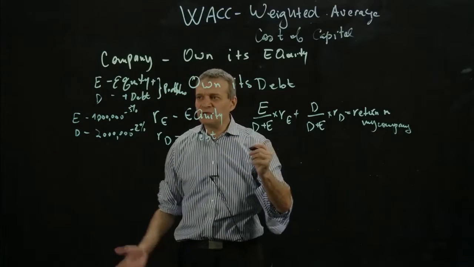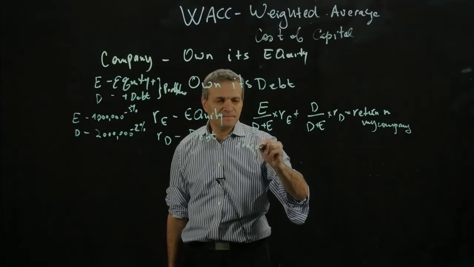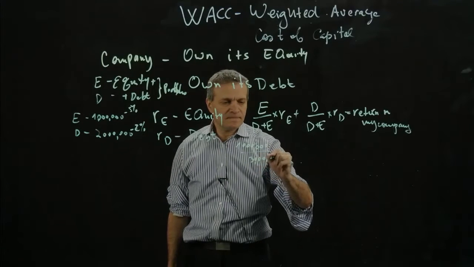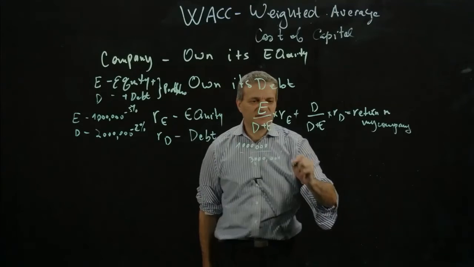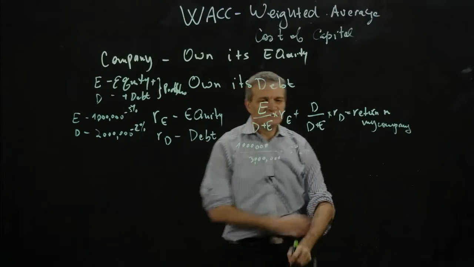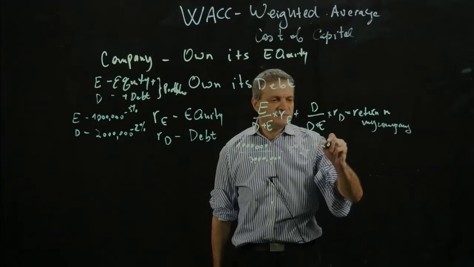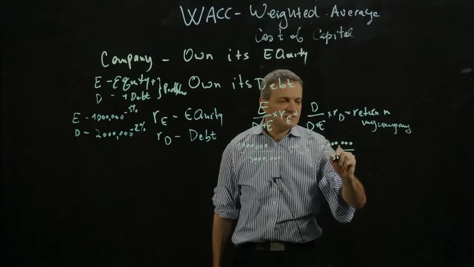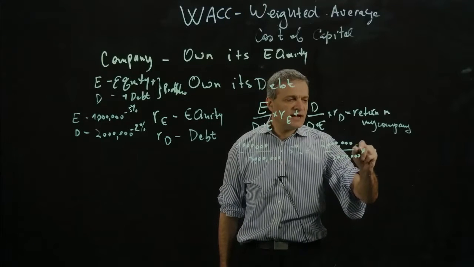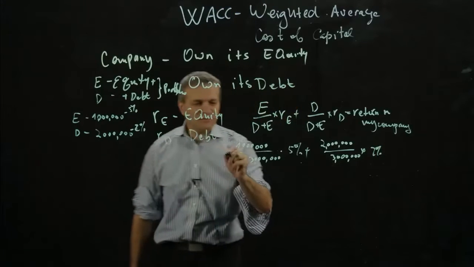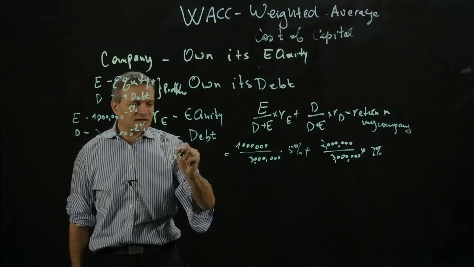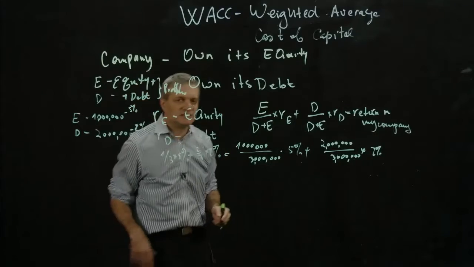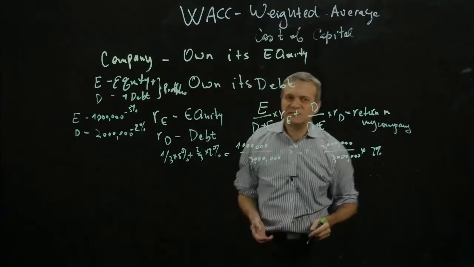You say, okay, what is going to be my return? It's going to be 1 million divided by 1 million plus 2 million, which is 3 million, times 5%, plus 2 million divided by 3 million times 2%. So it's going to be 1/3 times 5% plus 2/3 times 2%. And you can calculate this number. I don't want to do it now, but you can see exactly how it is done. So it's actually easy peasy.